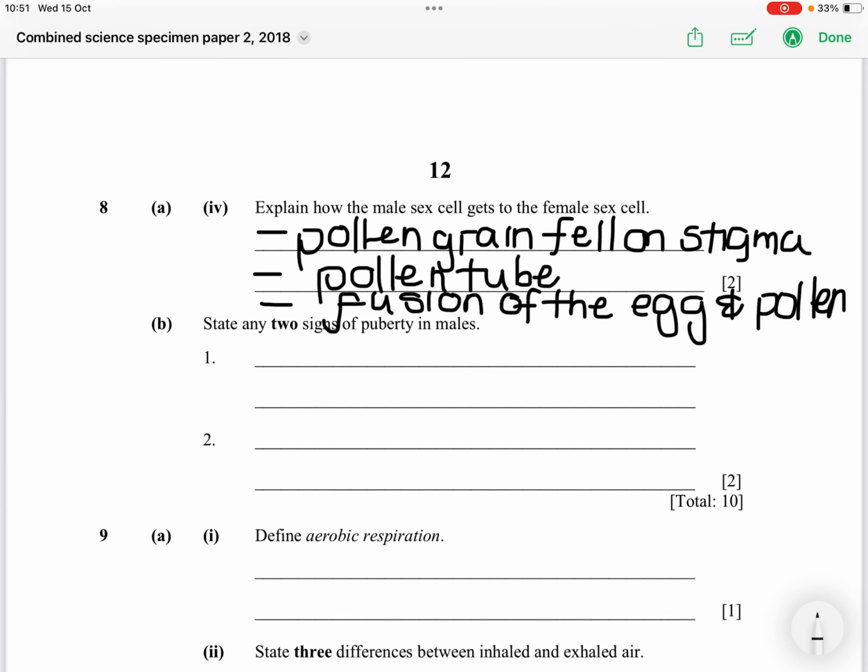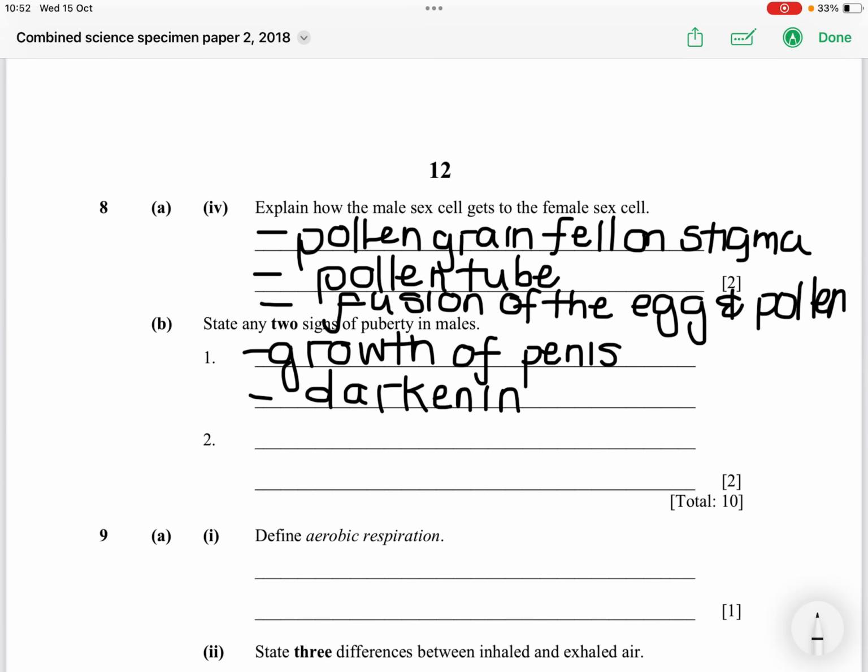So here we need to give the signs of puberty specifically in males. So number 1, there is the growth of penis. Growth in penis size and darkening of skin on scrotum and testicles. So there's growth of penis, and also we have the darkening of skin on scrotum, darkening of scrotum skin.